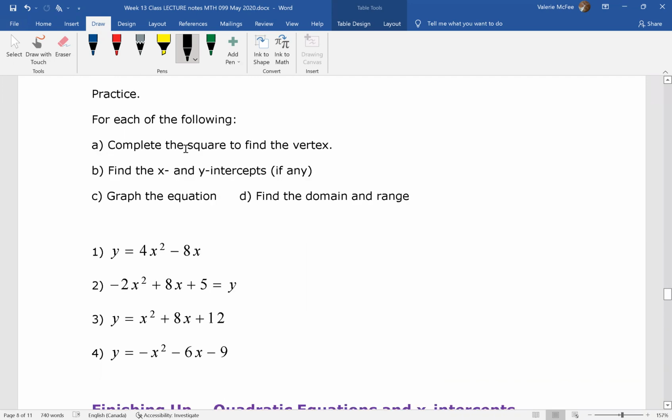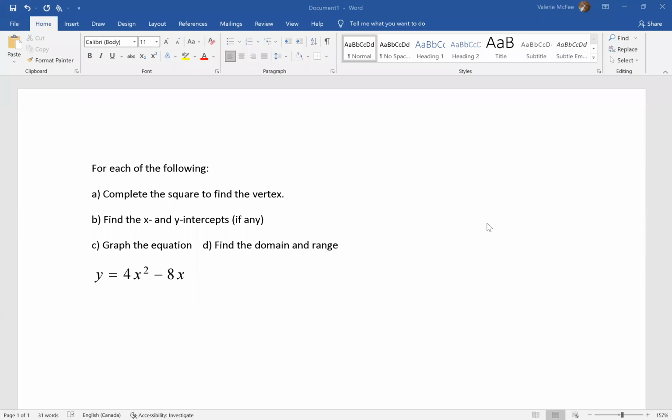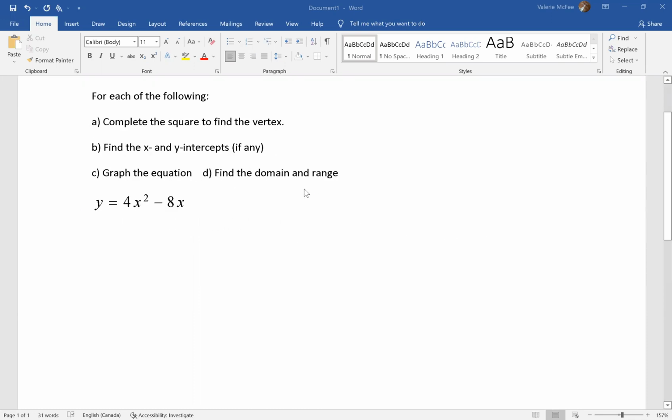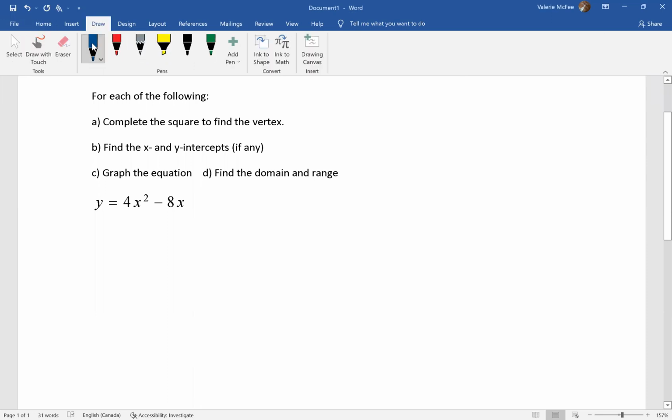Here are a whole bunch of questions for us to practice. Why don't we look at doing question 1 together? So part A says that we have to complete the square to find the vertex. Again, if you know the formula, great, but you still need to know this process of completing the square. So let's get started with that.